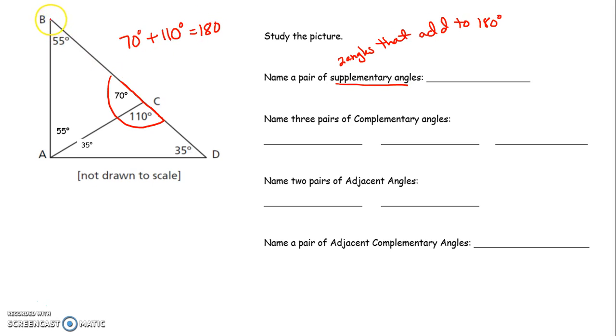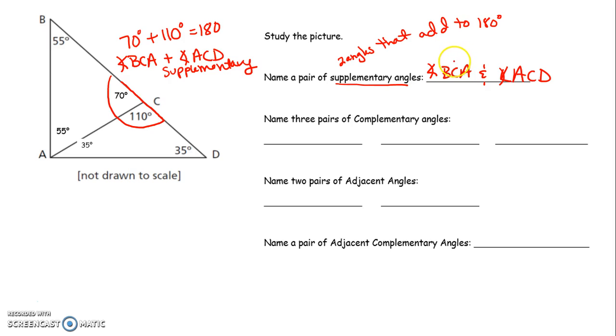That 70-degree angle is angle BCA. So angle BCA and angle ACD together create 180 degrees. Those will be supplementary. And there might be others, but that's the pair that jumped out at me. Angle BCA and angle ACD are supplementary angles, two angles that add up to 180.